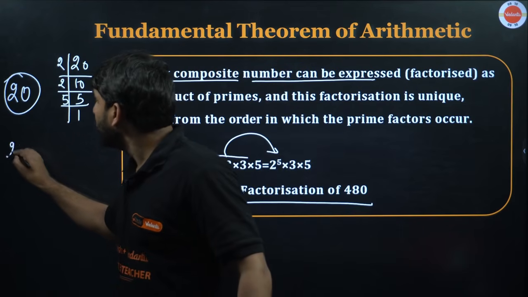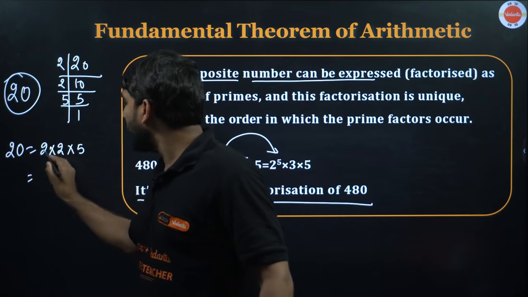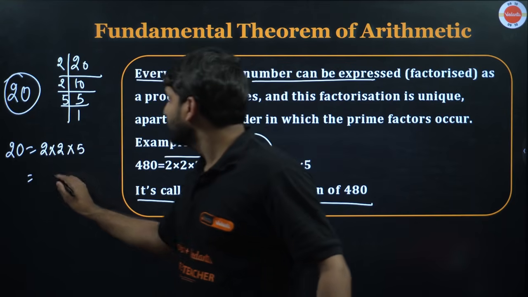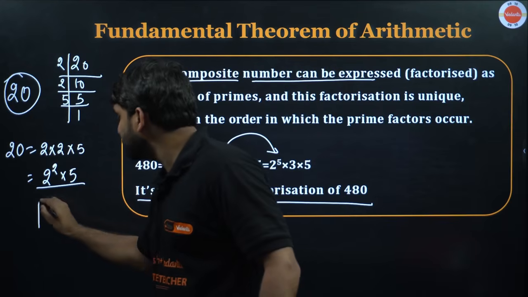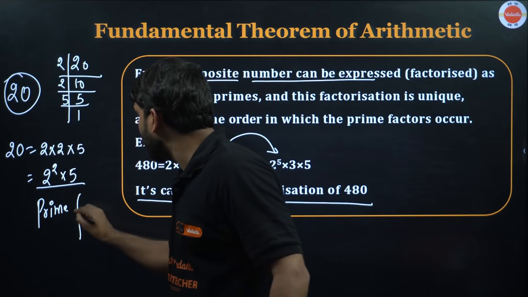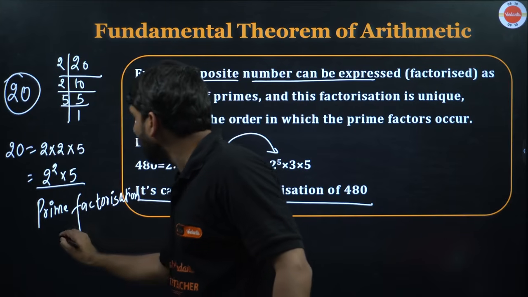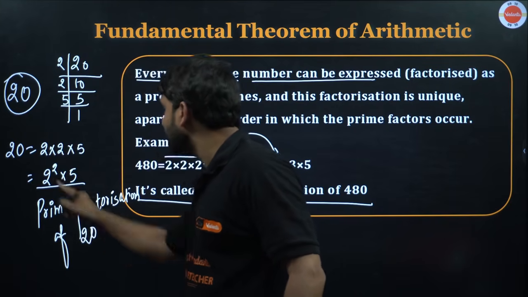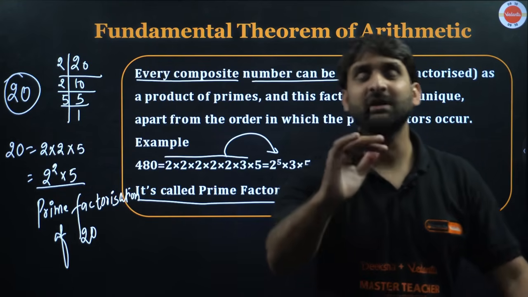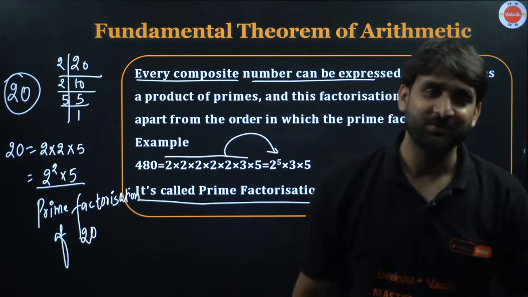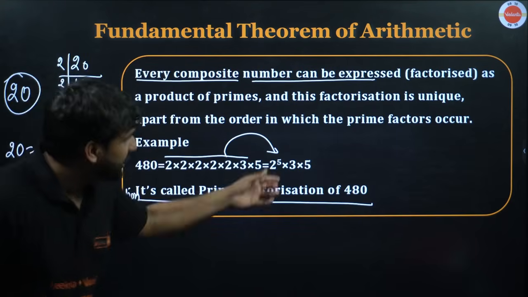So now 20 means what? 20 can be written as 2 into 2 into 5. It means how many times is 2 there? 2 times. So 2 to power 2 into 5, and this is called prime factorization. We can write here prime factorization of 20. So 20 is equivalent to 2 to power 2 into 5, because 2 to power 2 is 4, and 4 into 5 is 20. So this is the fundamental theorem of arithmetic.